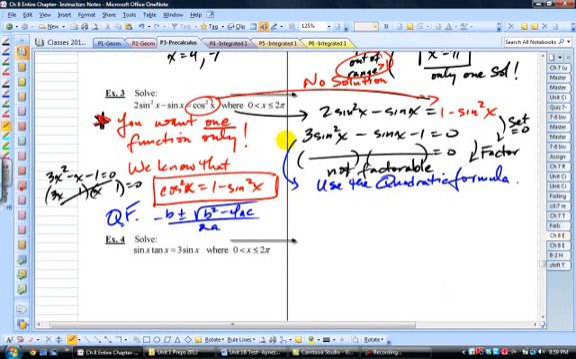Okay, now to use the quadratic formula, you need the coefficients. A is 3, B is negative 1, C is negative 1. Let's write that down. A equals 3, B equals negative 1, C equals negative 1.